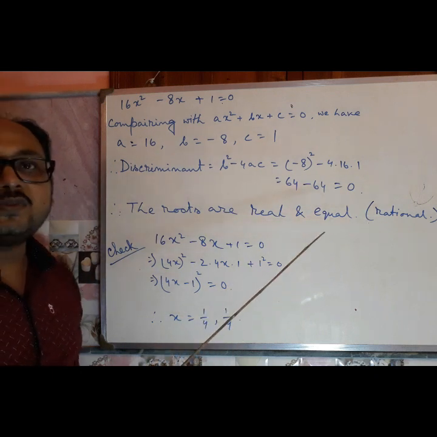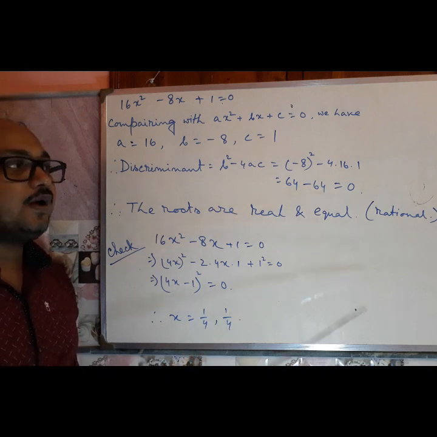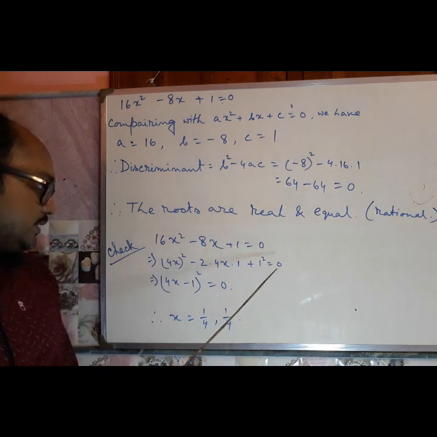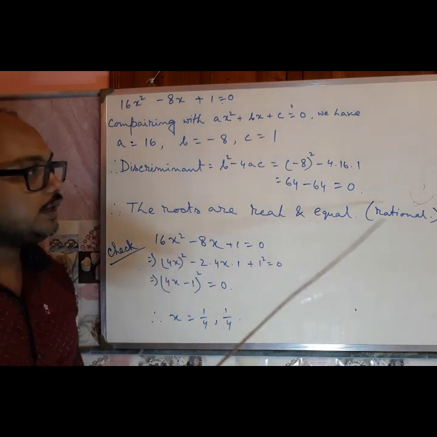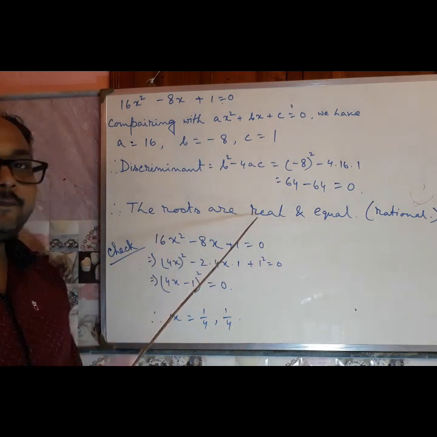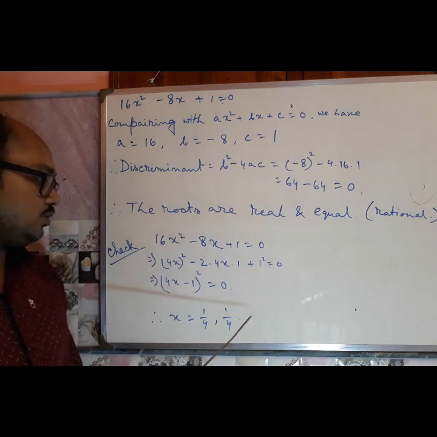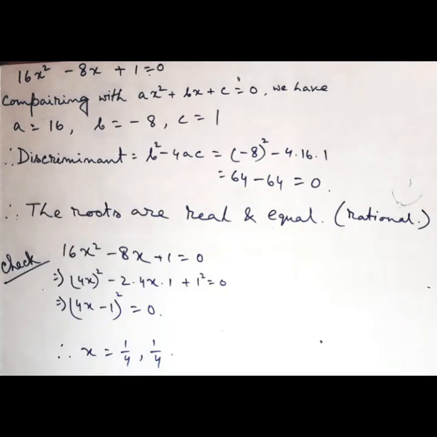One thing: if the question only asks to find the nature of the roots, you do not need to do this check part, you only do the discriminant part. I did this just to make you understand.